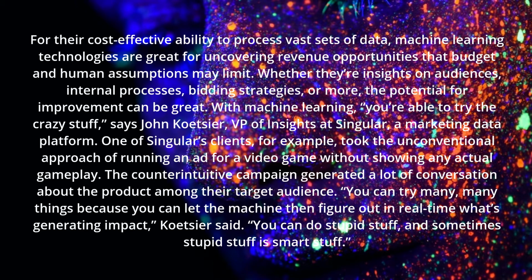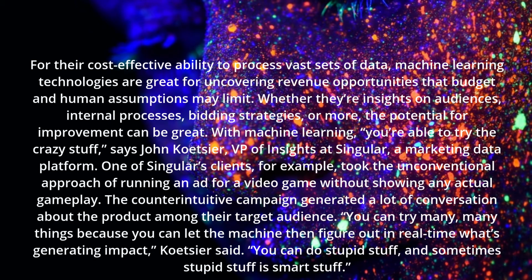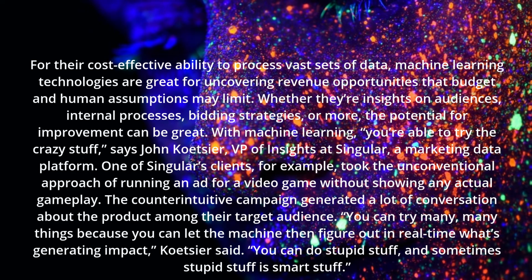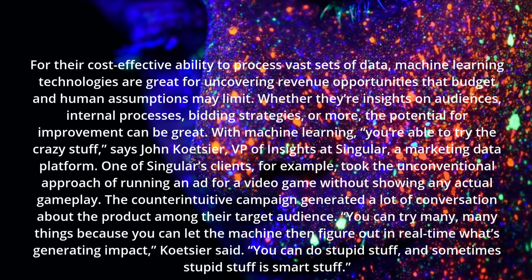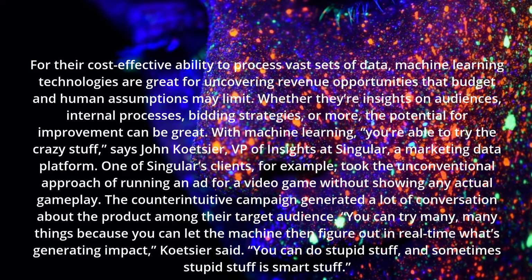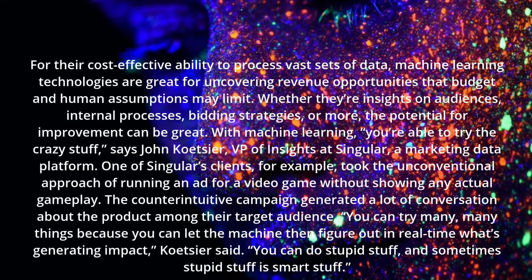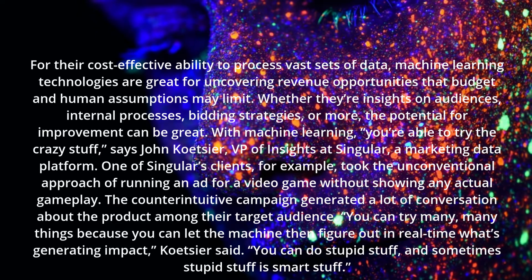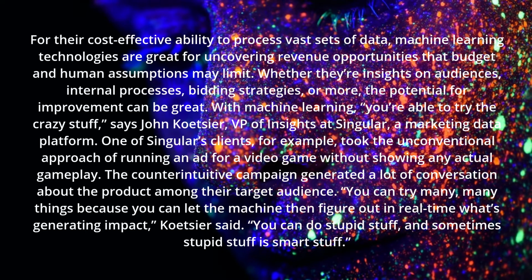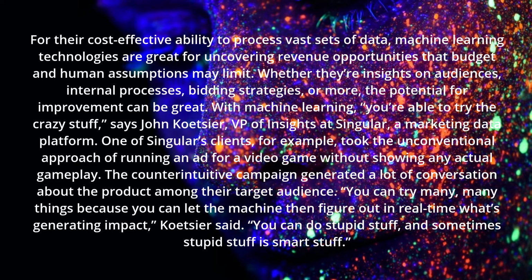With machine learning, you're able to try the crazy stuff, says John Coetzee, VP of Insights at Singular, a marketing data platform. One of Singular's clients, for example, took the unconventional approach of running an ad for a video game without showing any actual gameplay. The counterintuitive campaign generated a lot of conversation about the product among their target audience. You can try many things because you can let the machine then figure out in real time what's generating impact, Coetzee said. You can do stupid stuff, and sometimes stupid stuff is smart stuff.